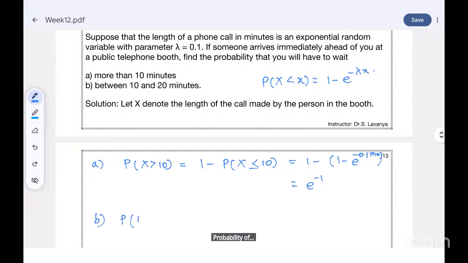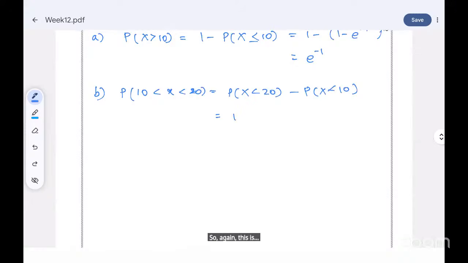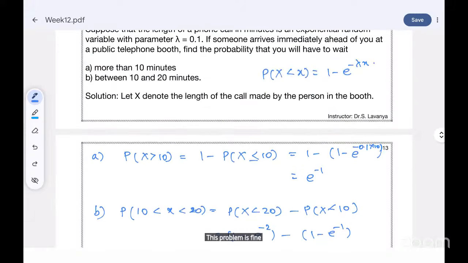Probability of 10 less than x less than 20. What is this? So probability of x less than 20 minus probability of x less than 10. So again, this is 1 minus e power minus 2 minus 1 minus e power minus 1. So the 1 and 1 will get cancelled. So you will have e power minus 1 minus e power minus 2. Right? So this problem is fine for everyone, right? Okay, good.